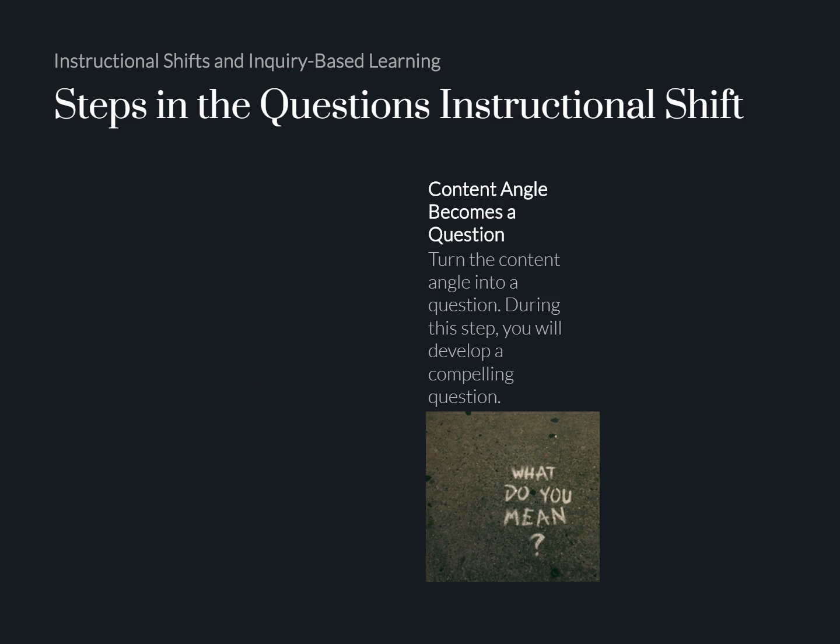Step 3, turn the content angle into a question. During this step, educators will create a compelling question from the chosen content angle. The argument could be made that this is the most important step within the questions dimension. Educators must first analyze and select the type of compelling question, and then from that, craft the perfect compelling question for their students. Once a good compelling question has been crafted, educators will then set the stage, hopefully inspiring their students to conduct well-researched inquiry projects.